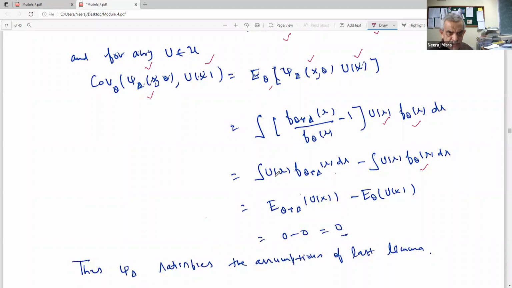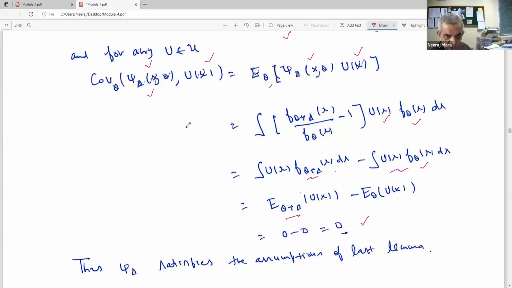But U is unbiased for 0. So that means expected value of U would be 0 for every theta. Since theta plus delta is in the parameter space, this is expected value of U under theta plus delta, and this is expected value of U under theta. But U is unbiased for 0, so expected value of U would be 0, whatever theta may be. Since this is in the parameter space, this would be 0, this would be 0, and this would be 0. So it looks like this choice of psi will give me a bound.